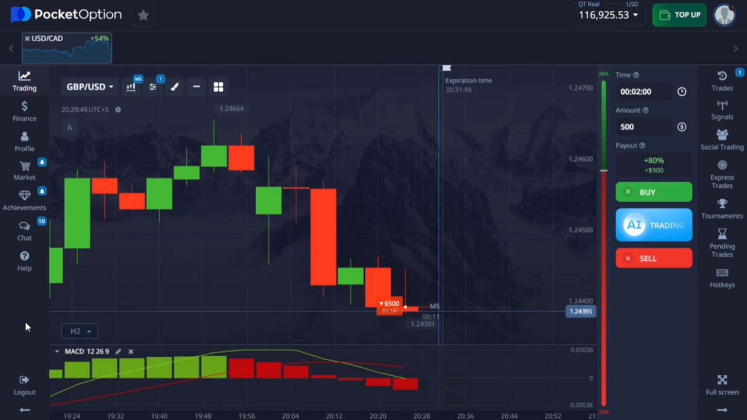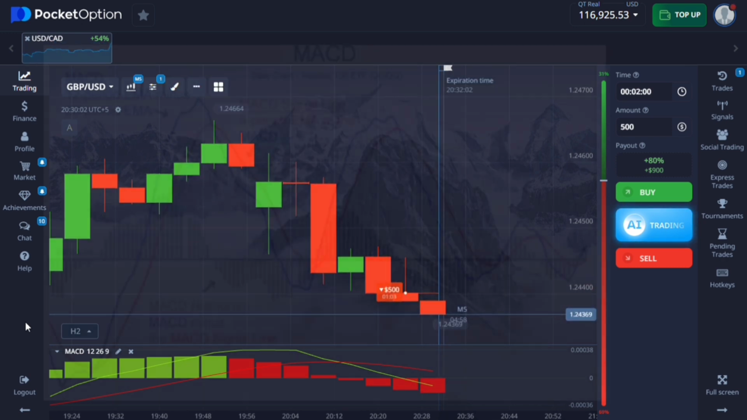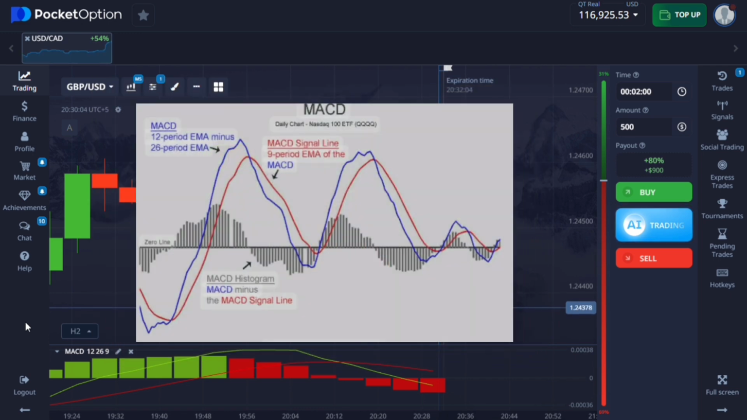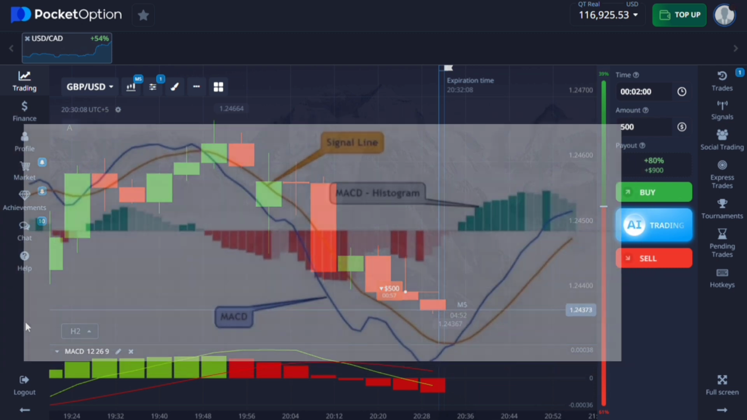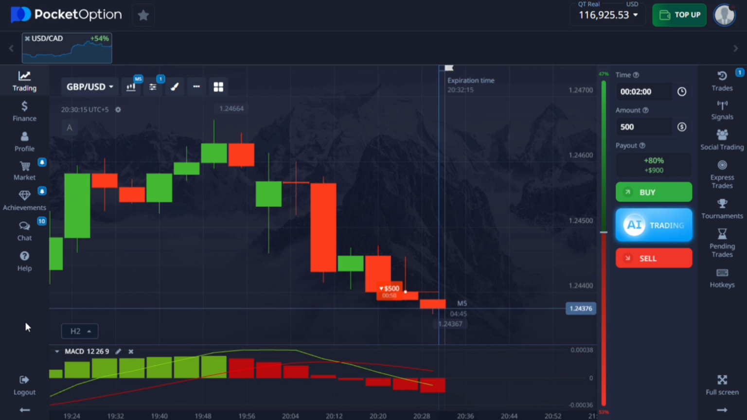Number 2. MACD components. The MACD indicator has three main components. 1. The MACD line. This is the main line that shows the difference between the two moving averages. 2. The signal line. This is a 9-period exponential moving average of the MACD line. 3. The histogram. This shows the difference between the MACD line and the signal line. Each of these components provides valuable information about the trend and momentum of the market.